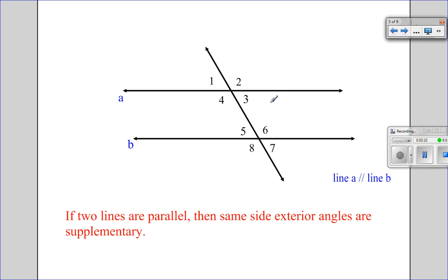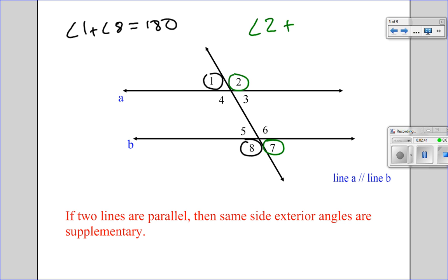And as you probably guessed, our fifth one will be about same side exterior angles. If two lines are parallel, then same side exterior angles are supplementary. So 1 and 8 are same side exterior angles. So if I add those up, those will equal 180. And we also know angle 2 and angle 7 are same side exterior angles. So those will be supplementary as well.